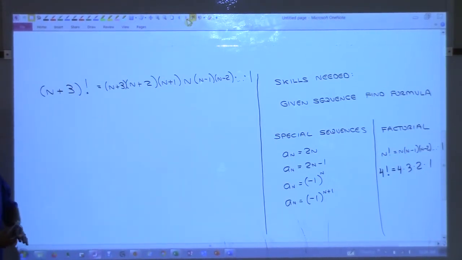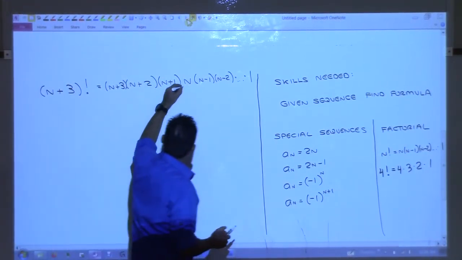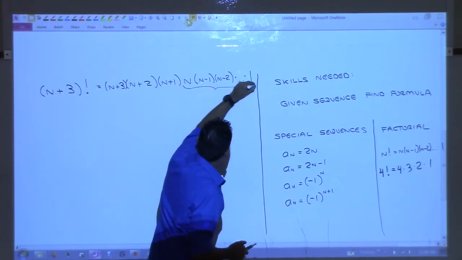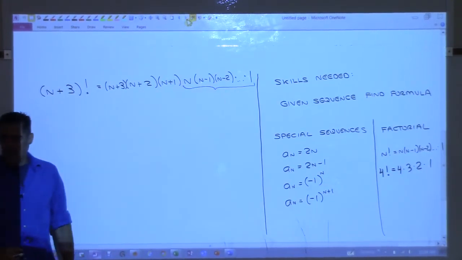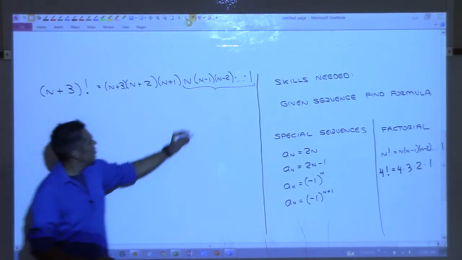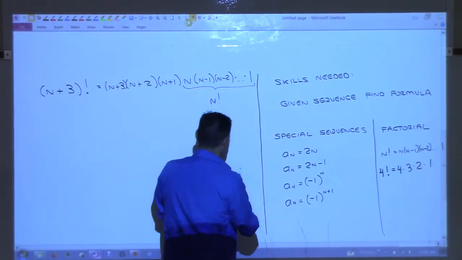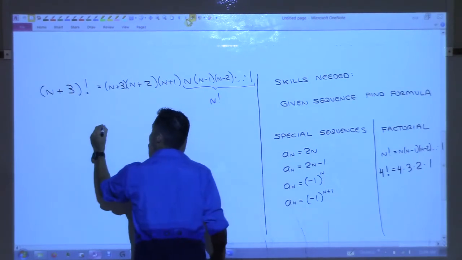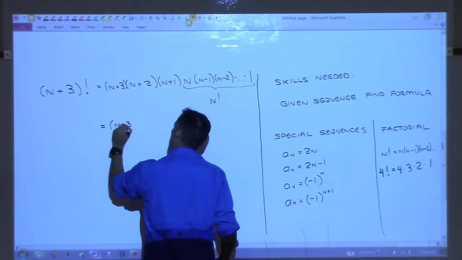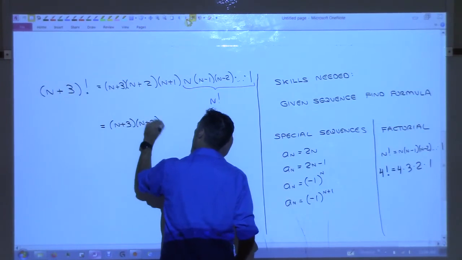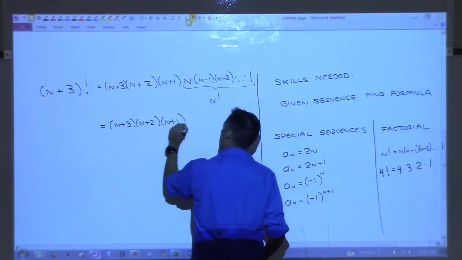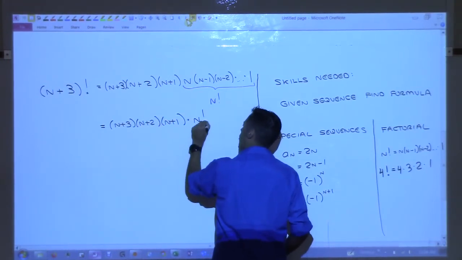But here's what I want you to see. From here all the way down is n factorial, right? That's n factorial. Agreed? So this is n factorial right here. So I could rewrite this as n plus 3 times n plus 2 times n plus 1 times n factorial, right?